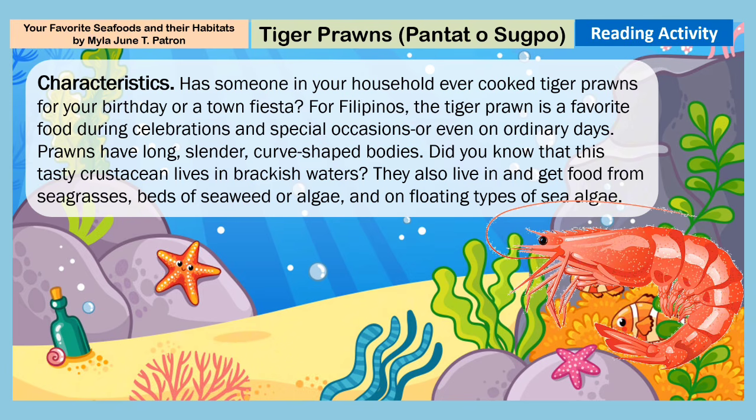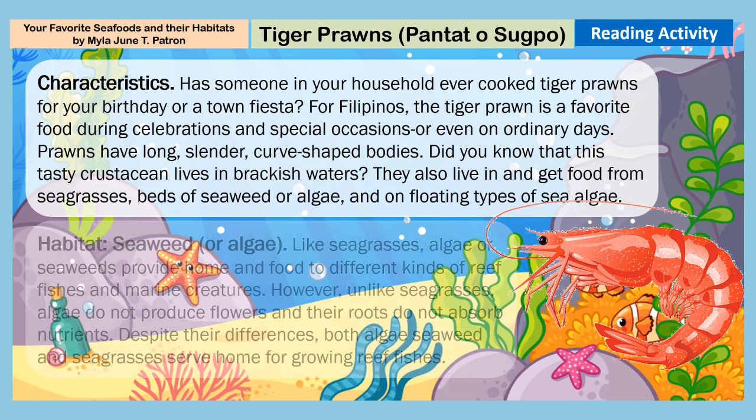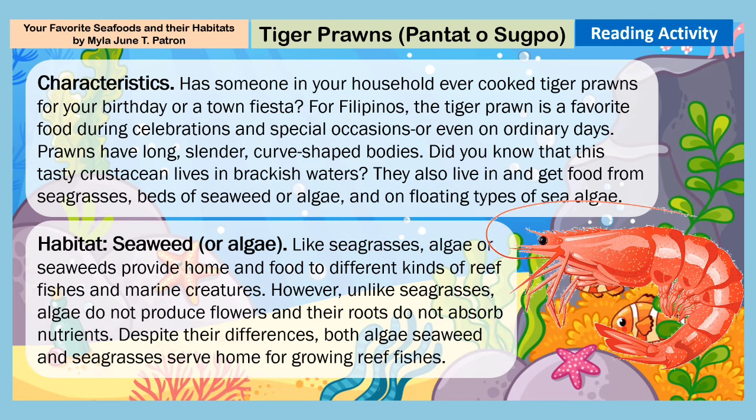They also live in and get food from sea grasses, beds of seaweed or algae, and on floating types of sea algae. Habitat: seaweed or algae. Like seagrasses, algae or seaweeds provide home and food to different kinds of reef fishes and marine creatures. However, unlike seagrasses, algae do not produce flowers and their roots do not absorb nutrients. Despite their differences, both algae, seaweed, and seagrasses serve as home for growing reef fishes.